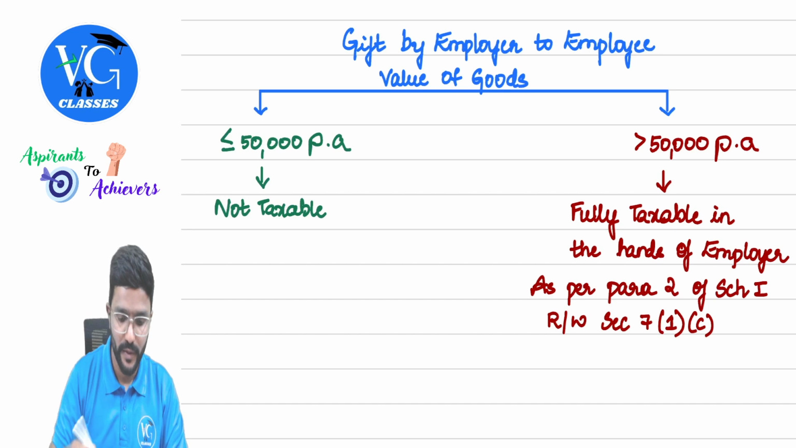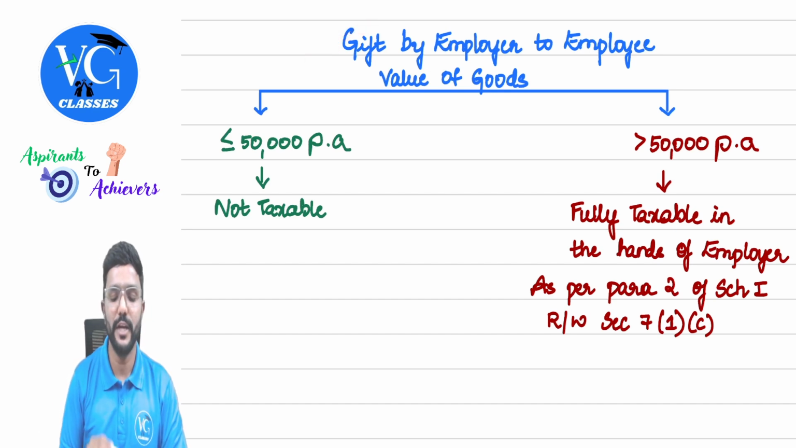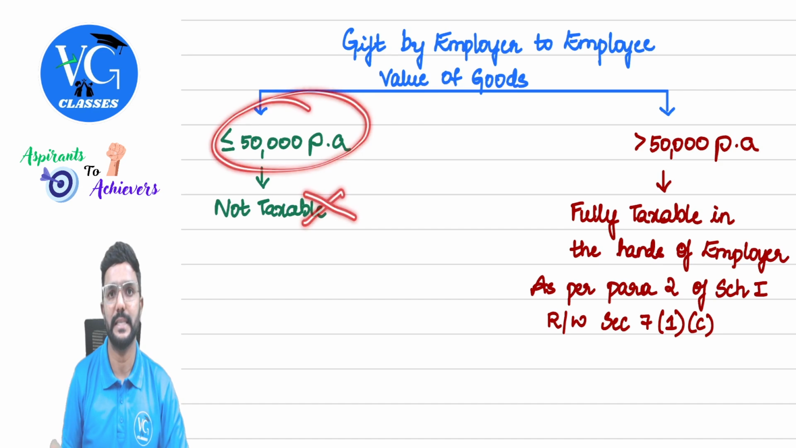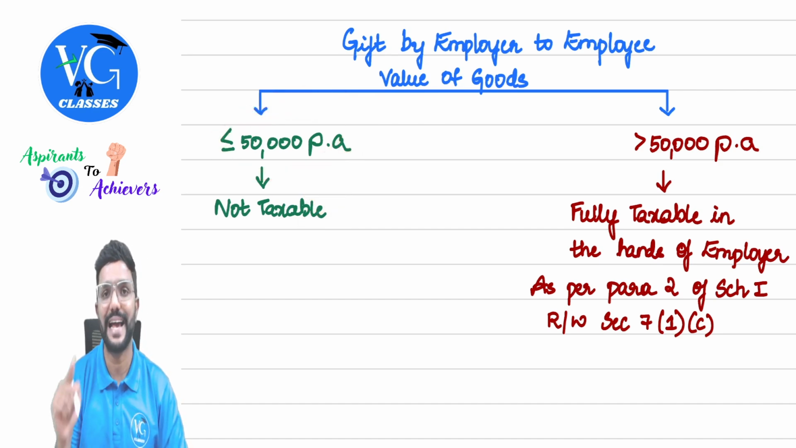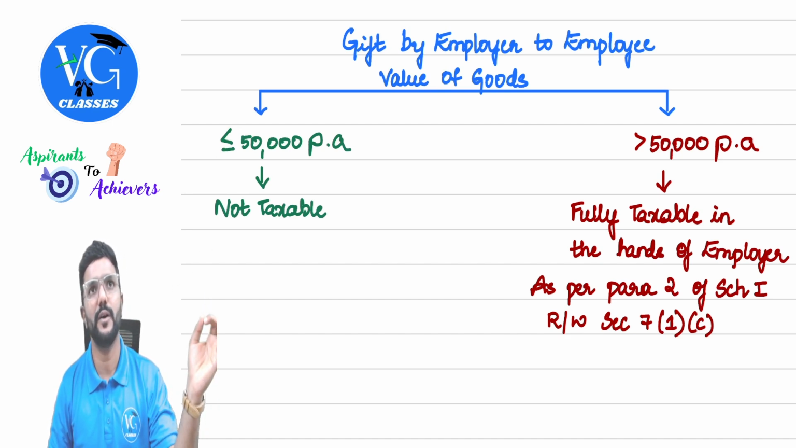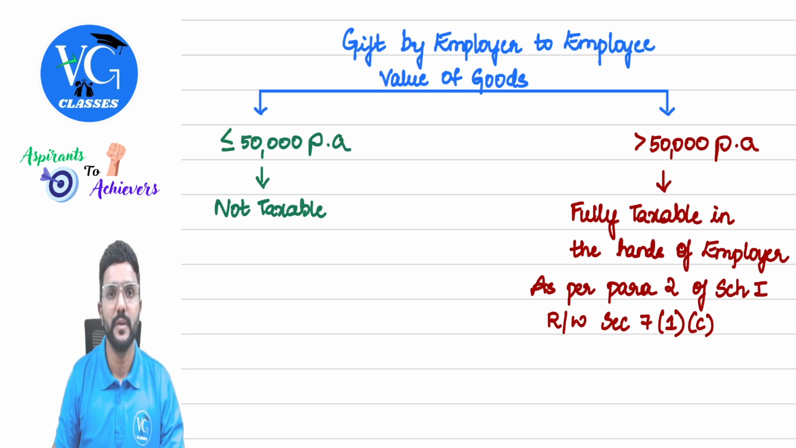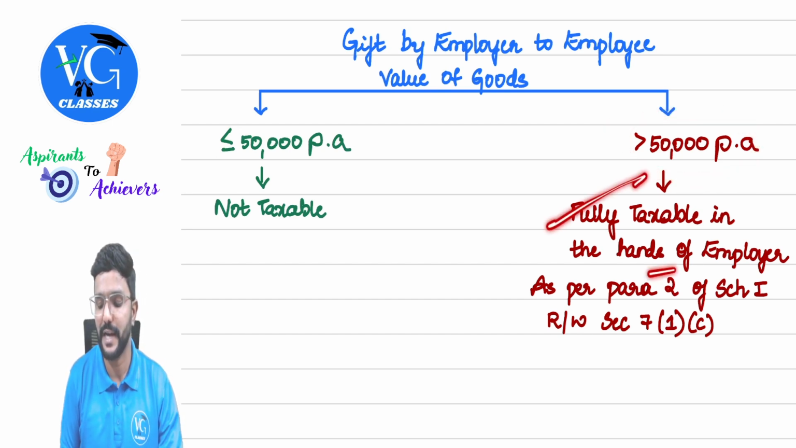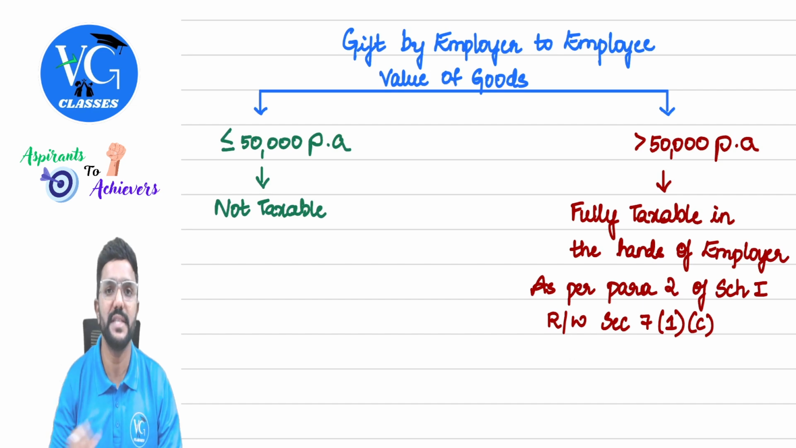So for a gift by employer to employee, assume the value of the gift is less than or equal to 50,000, not taxable. And please be careful, 50,000 is a limit per annum per employee. Now assume the employer is giving a gift to 10 employees of goods worth 30,000. So for each employee it is 30,000. Is it taxable? No. For each employee he can give a gift up to 50,000 per year. Fine. Sir, what if the value of the gift is more than 50,000? Then it is fully taxable in the hands of the employer, as per para 2 of Schedule 1, read with section 7(1)(c), guys.